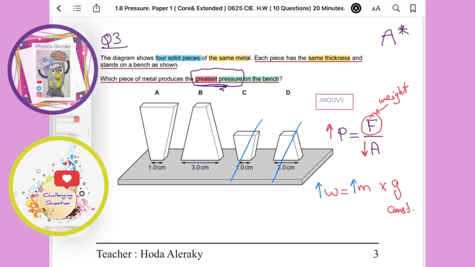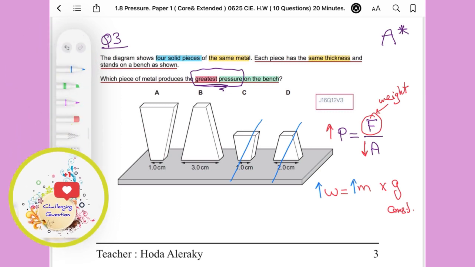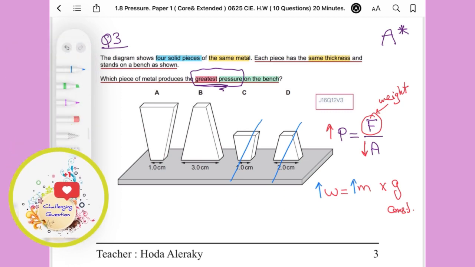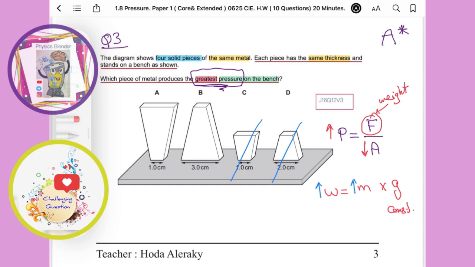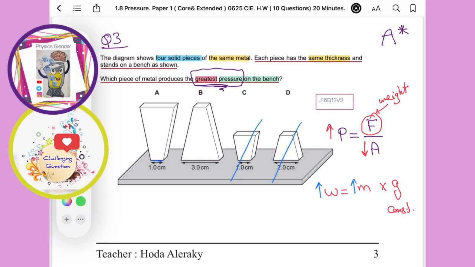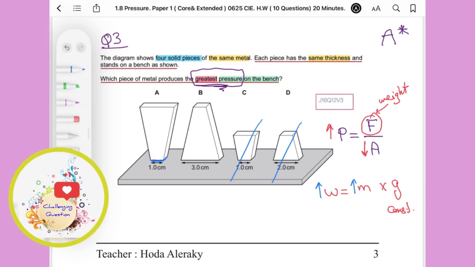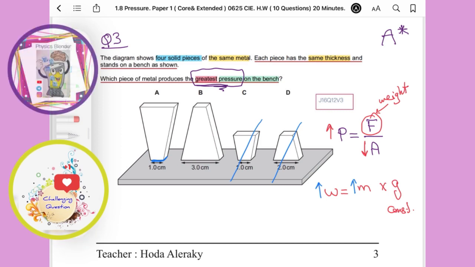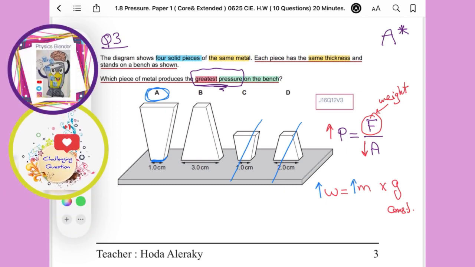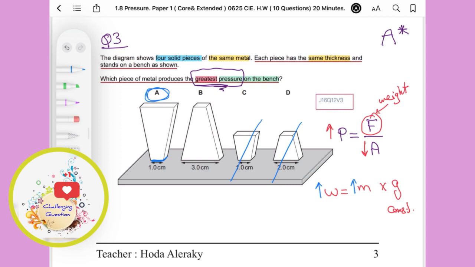Is it clear? Back to the second factor, which is the area of contact. Which one, A or B, has the least area of contact, the smallest area? It's clear that A is the one where the area is small. So A is the correct answer. Is it clear? This question is very important and challenging.